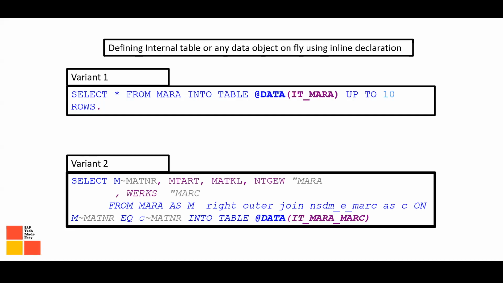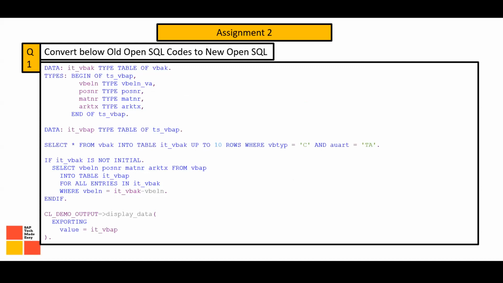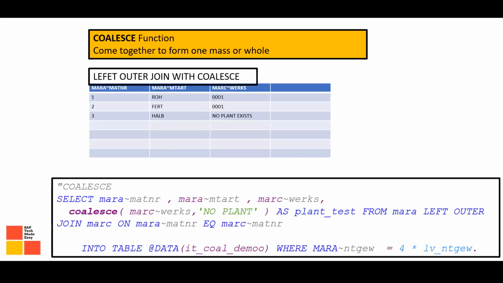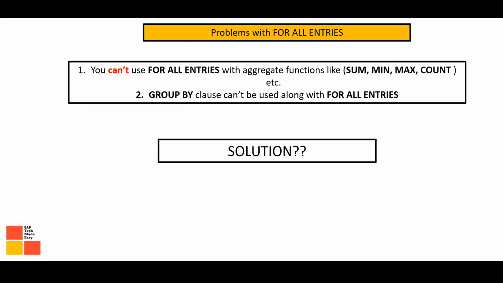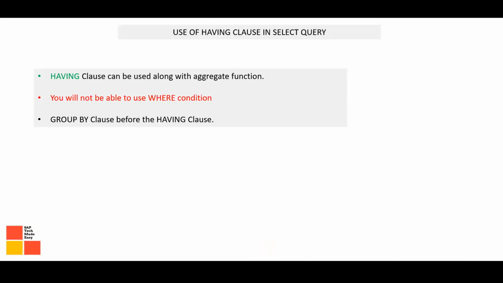Then defining an internal table or any data object on the fly, right? You can also use an internal table as a data source in the select query. Like you can put the select query on an internal table. That is also possible nowadays. Okay, this is the assignment which I have given to complete. And this is the code which I've shown in the class.